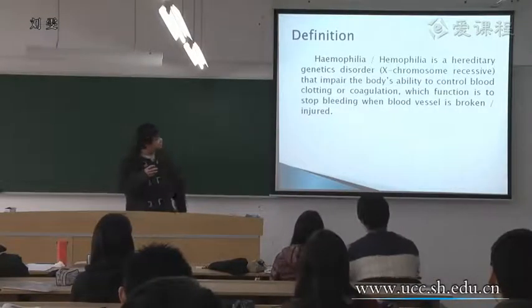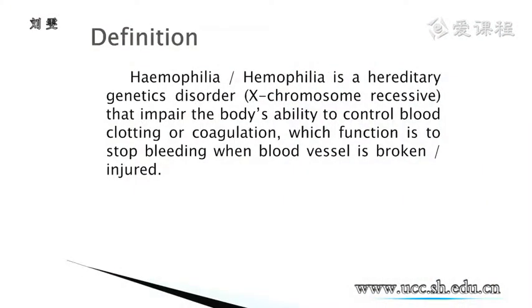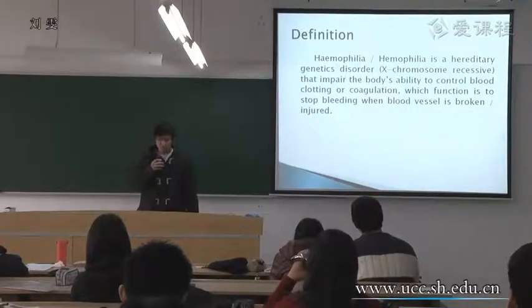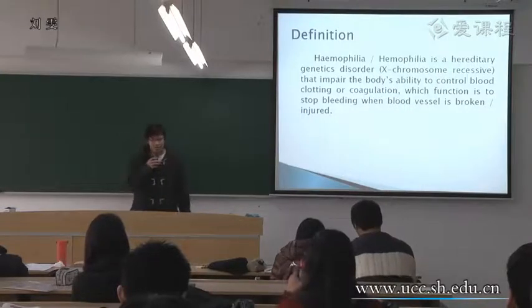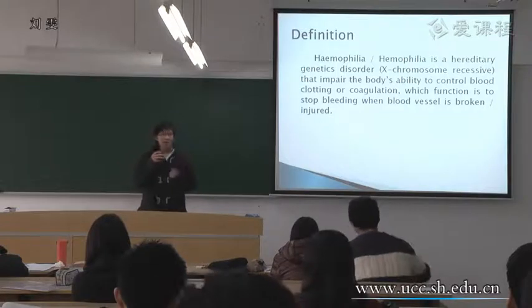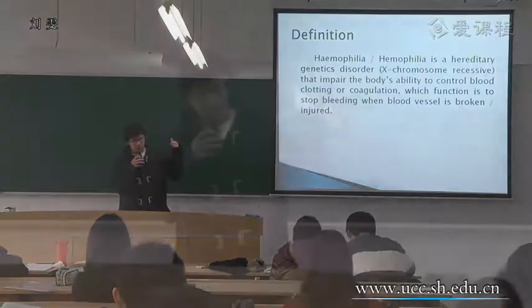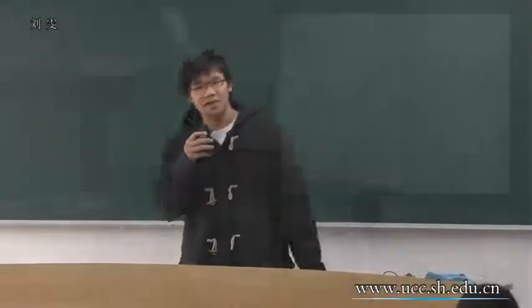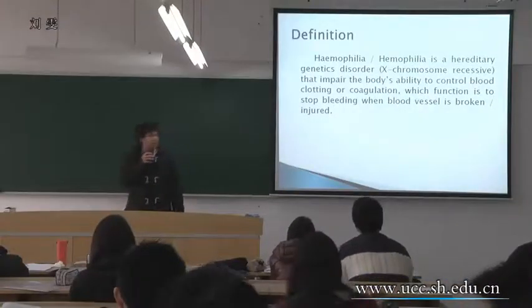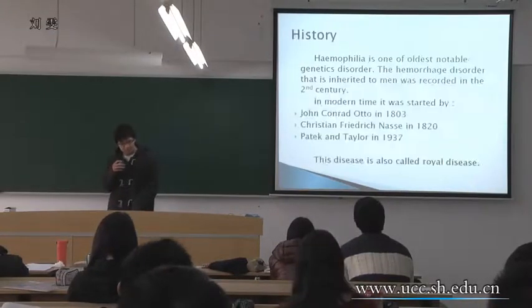A short definition: hemophilia is a hereditary genetic disorder, X chromosome linked recessive, that impairs the body's ability to control blood clotting or coagulation, whose function is to stop bleeding when a blood vessel is broken or injured. There are 3 types of hemophilia: A, B, and C. Only hemophilia A and B are hereditary genetic disorders. Hemophilia C is so rare and it's not hereditary, it's autosomal recessive.